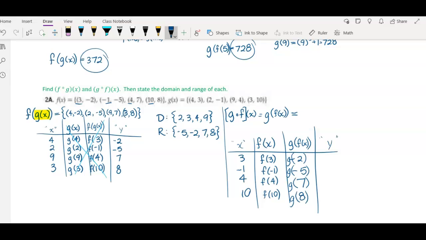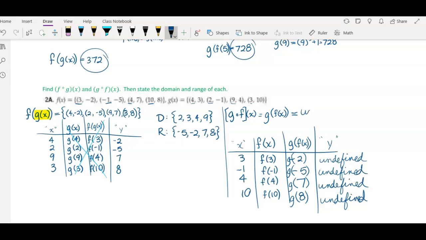So when g is -2, what happens? There is no -2. So we just write undefined. When x is -5, oh no, undefined again. That's okay, that happens. How about 7? Oh, undefined. And finally, 8. There is no 8, undefined.